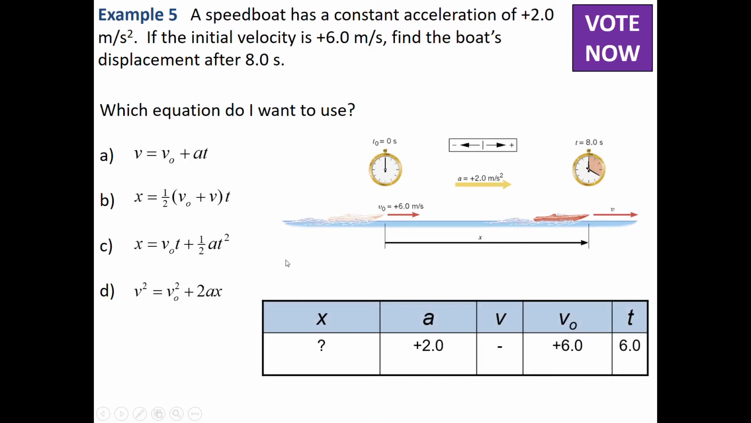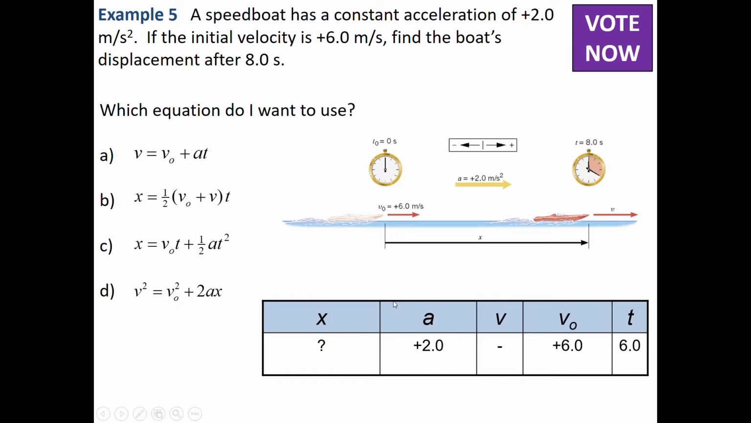So I'm going to put up a little table here, and let's keep track of things as we read the question, because I'd be writing these down with my pencil. So a speedboat has constant acceleration of +2 meters per second squared. So I'd write down a equals +2. If the initial velocity is +6, so v naught is +6, find the boat's displacement, so I'm finding x, after my time is 8 seconds. So I know a, v naught, and t. I'm trying to find x, and we haven't said anything about final velocity.